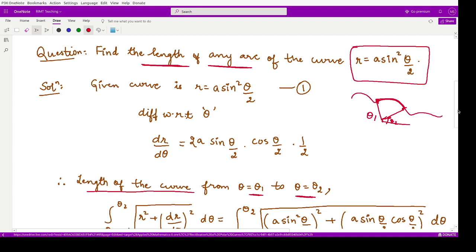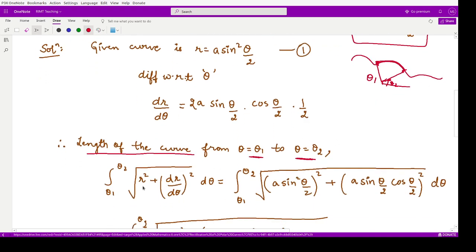In this formula we need the value of r that we have with us. It is given in the question as a sine square theta by 2. The value of dr by d theta is to be calculated. This value is obtained when we differentiate the curve with respect to theta. So the derivative of r with respect to theta is dr by d theta. A being constant comes out as such, then we take the derivative of the remaining quantity.